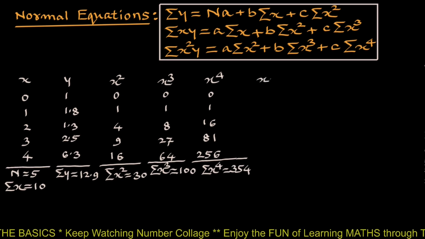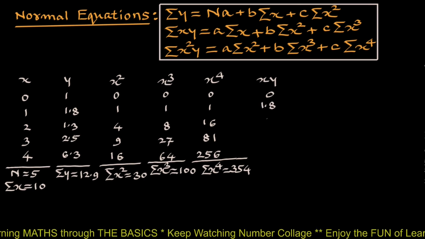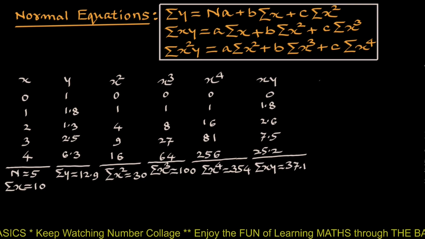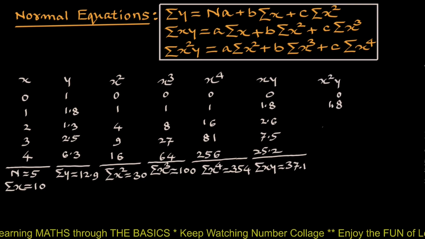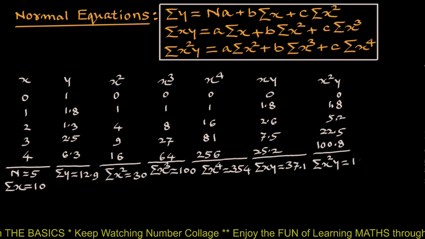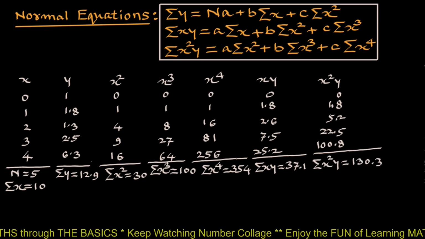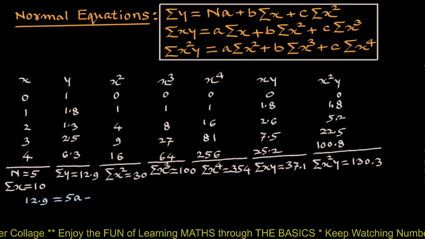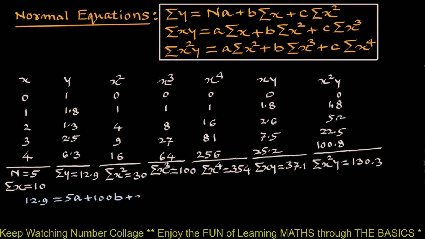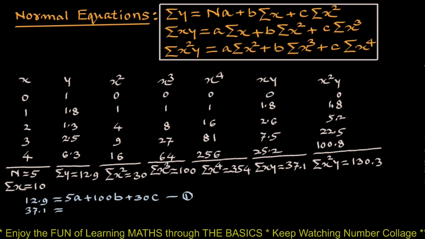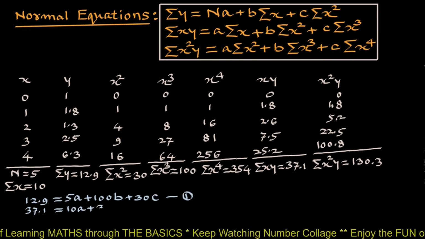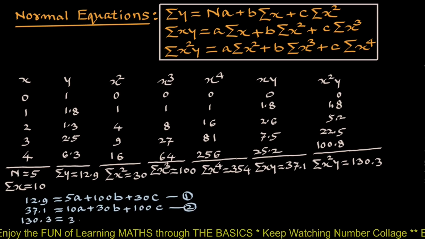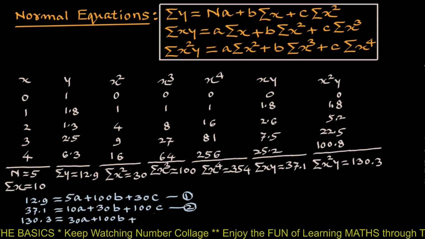We need the product xy: 0, 1.8 etc. Summation xy is 37.1. We need x square y: 0, 1.8 etc. Summation x square y is 130.3. Putting these values from the table, we get three equations. 12.9 equals 5a plus 100b plus 30c, number 1. 37.1 equals 10a plus 30b plus 100c, number 2. 130.3 equals 30a plus 100b plus 354c.